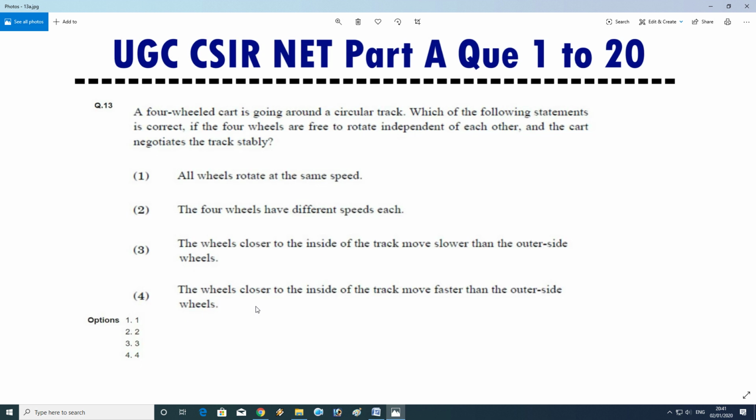Question number 13: A 4-wheel cart is going around a circular track. Which of the following statements is correct, if the 4 wheels are free to rotate independent of each other and the cart negotiates the track stably? The answer is third: the wheels closer to the inside of the track move slower than the outer side wheels.